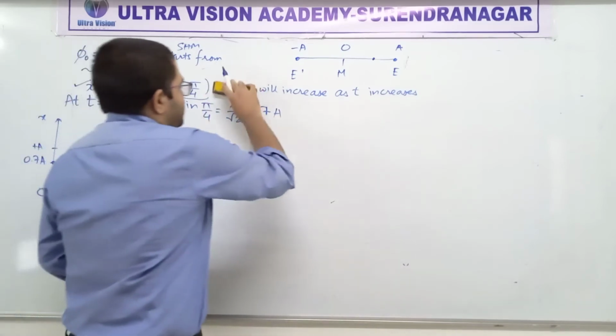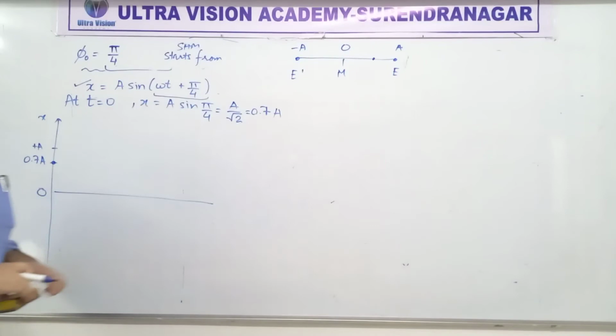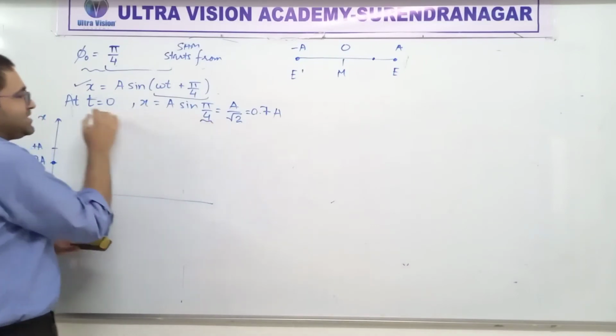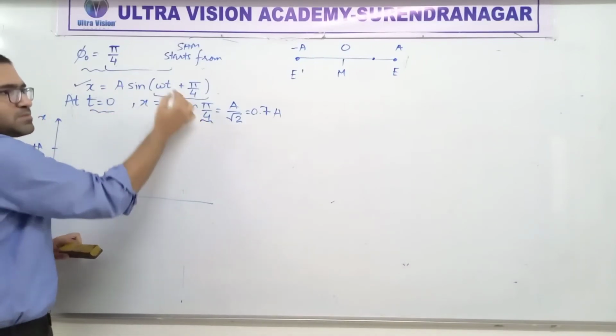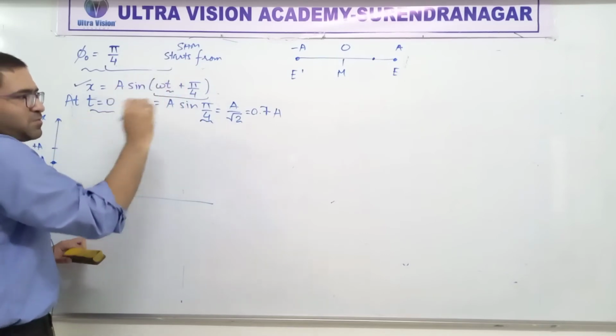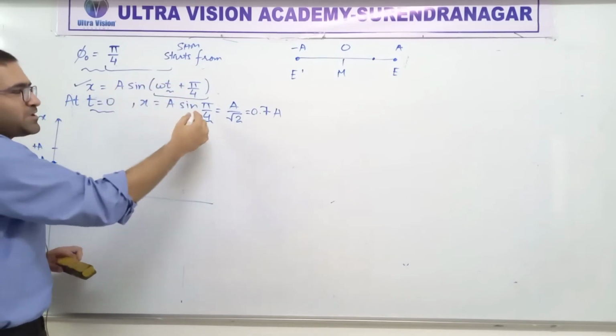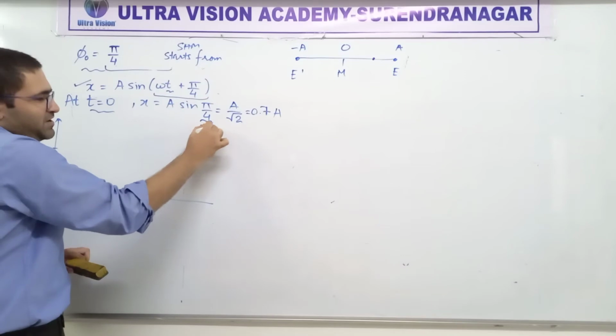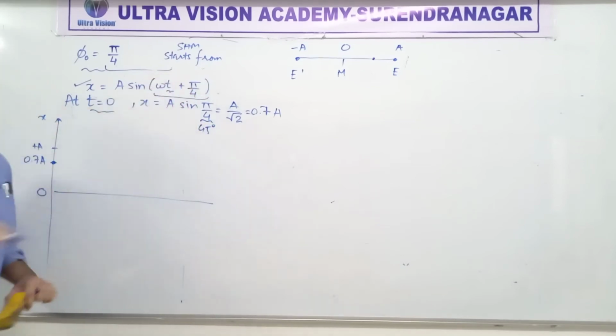So what will happen is that right now, initially this is pi by 4 because t is 0, but very soon it will become 90 degrees. This is 45 degrees. Very soon this angle will increase and it will become 90 degrees.